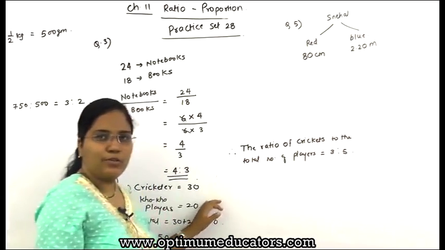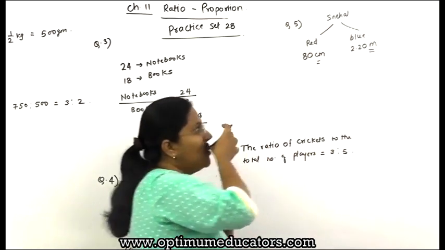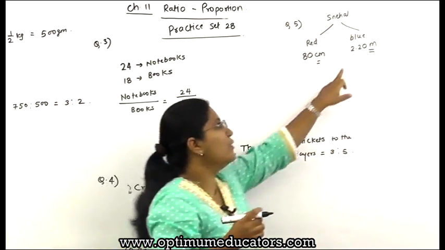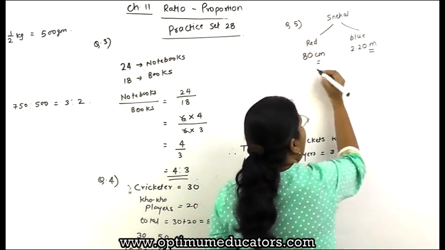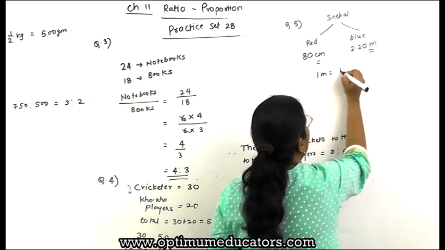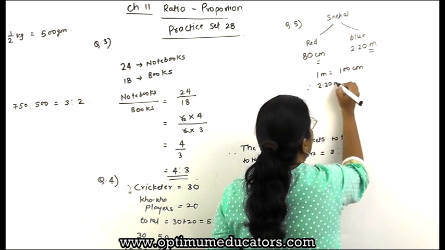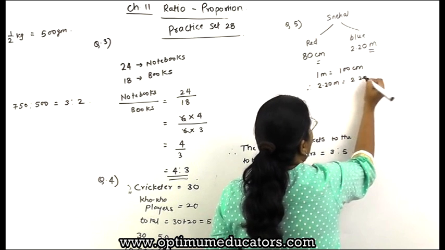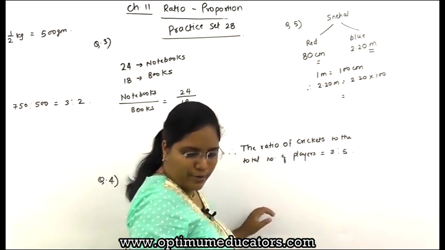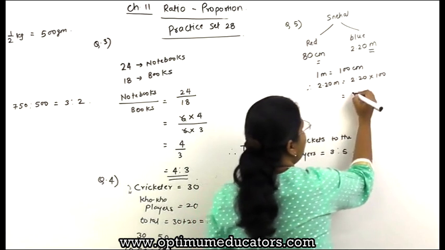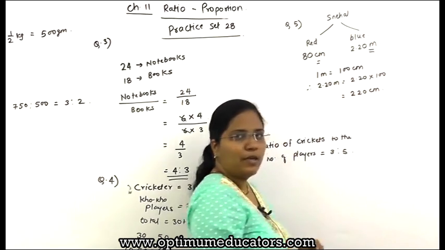Now just have a look at the unit. One is in centimeter, another is in meter. So in order to find out the ratio, I must convert this meter into centimeter. So I know that 1 meter is equal to 100 centimeter. Therefore 2.20 meters will be 2.20 into 100. Okay, 2.20 into 100 will be 220 centimeters.